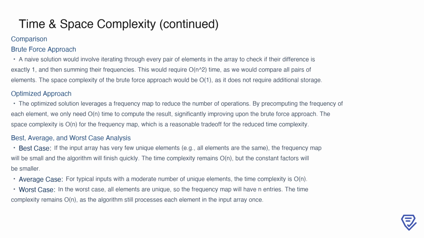When analyzing the best, average, and worst-case scenarios, we see that the time complexity always remains O(n). In the best case, where the input array has very few unique elements, the frequency map is small, and the algorithm finishes quickly with minimal overhead. In the average case, with a moderate number of unique elements, the time complexity is still O(n). Even in the worst case, where all elements are unique, the algorithm performs efficiently, processing each element exactly once.